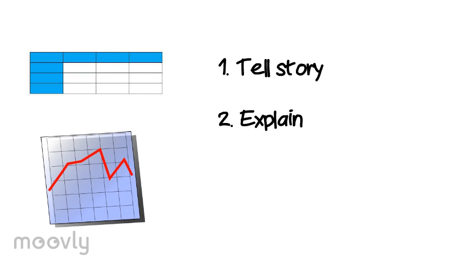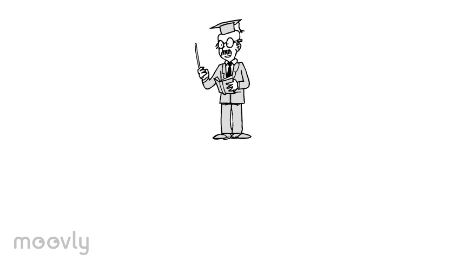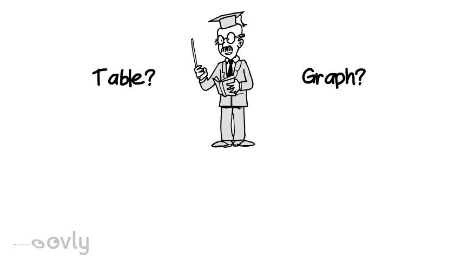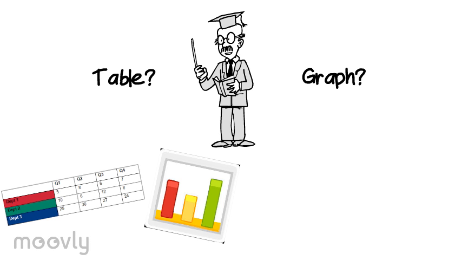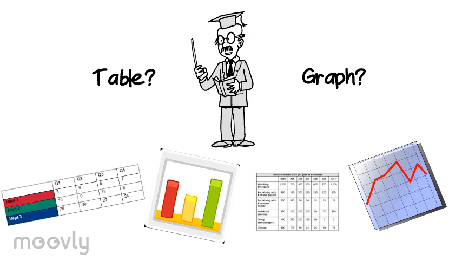Tables and graphs can tell a story. They can explain and highlight information in a concise manner. The choice to use a table or a graph depends on the type of data you have and your audience. Let's take a look at some of the things we need to consider when selecting the appropriate method to present our data.